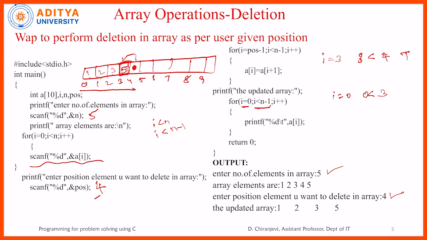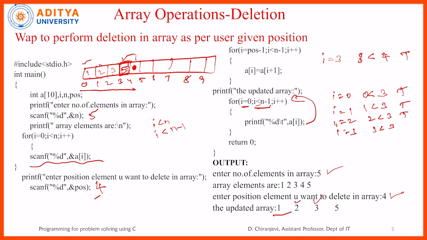So i is 0, 0 less than 3 true, so A of 0 will be printed, A of 0 is 1, so 1 is printed. After that i value is updated, i value is 1, 1 less than 3, this is also true. Now A of 1 will be printed, that is 2, 2 is printed. After that update i, i value 2, 2 less than 3, so this is true. Now you will print A of 2, which is 3.